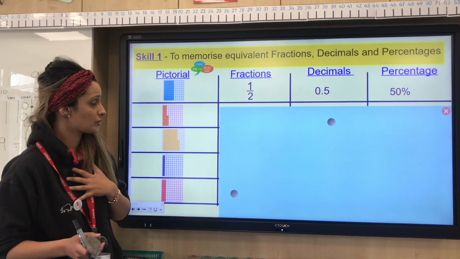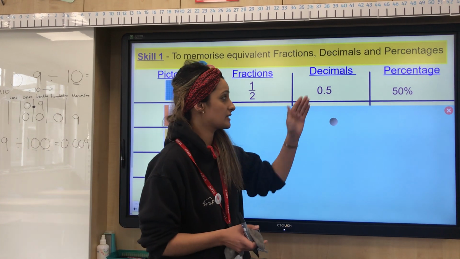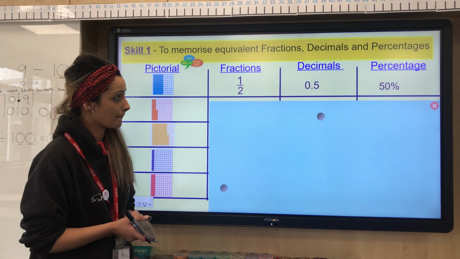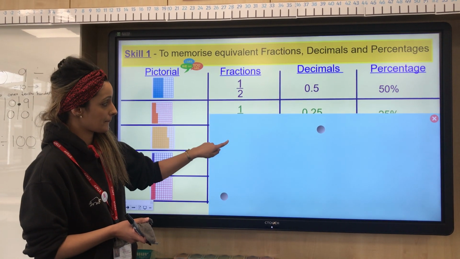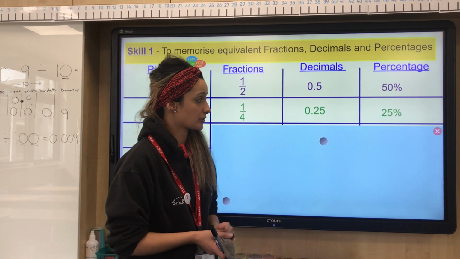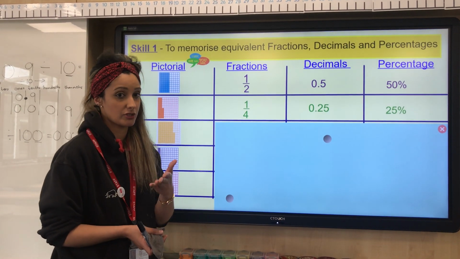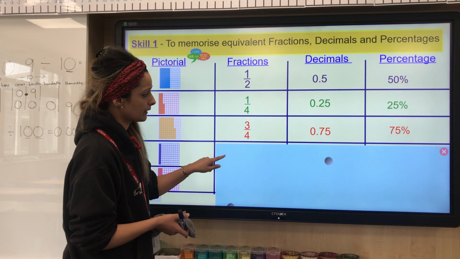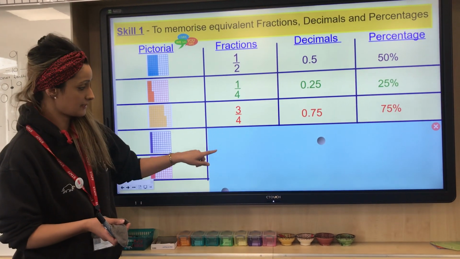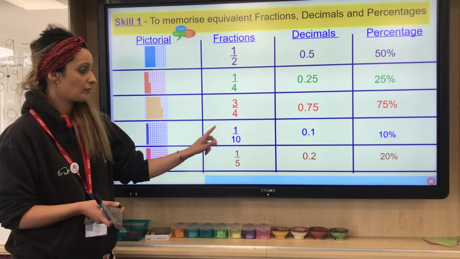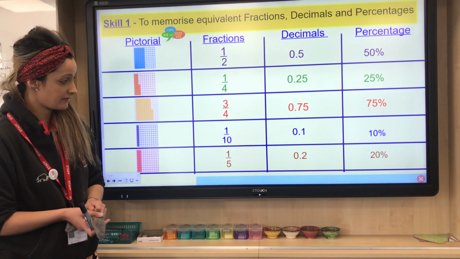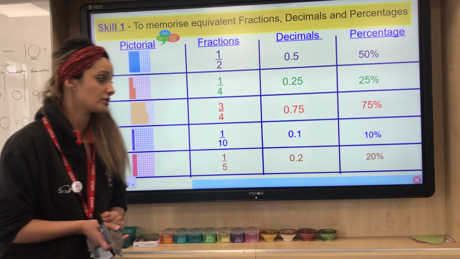So, watch me. 1/2 is equivalent to 0.5, which is equivalent to 50%. Have a go at saying that. Okay. 1/4 is equivalent to 0.25, which is equivalent to 25%. Again, the children would have a go at saying that. 3/4 is equivalent to 0.75, which is equivalent to 75%. And we have the last two here. 1/10 is equivalent to 0.1, which is equivalent to 10%. And 1/5 is equivalent to 0.2, which is equivalent to 20%.